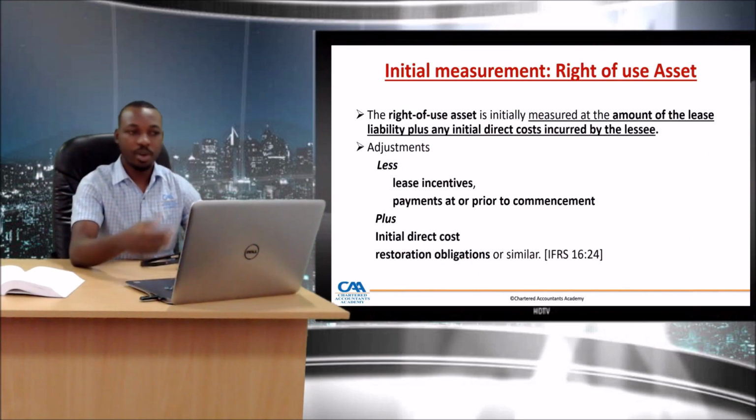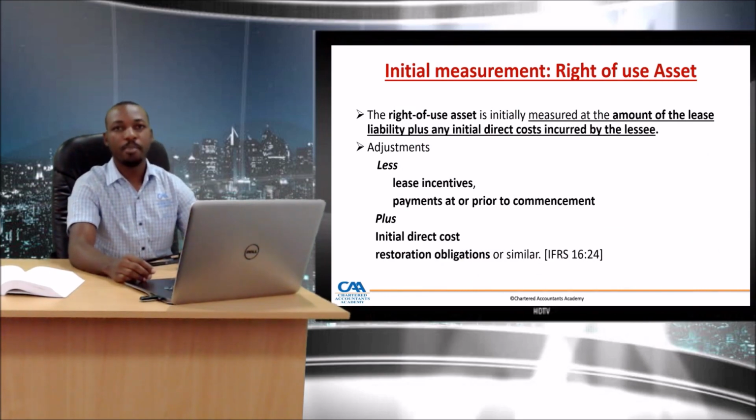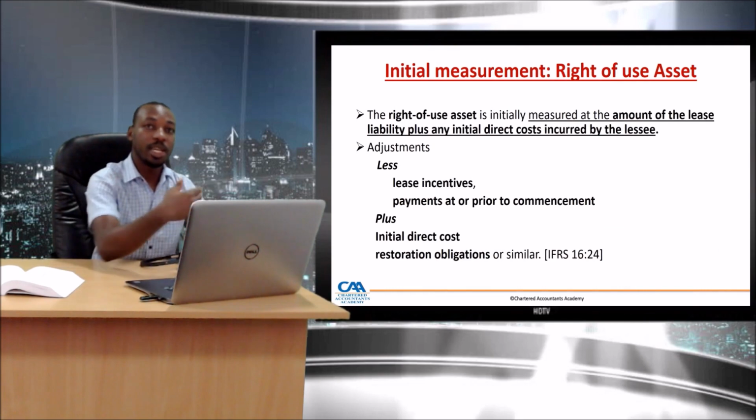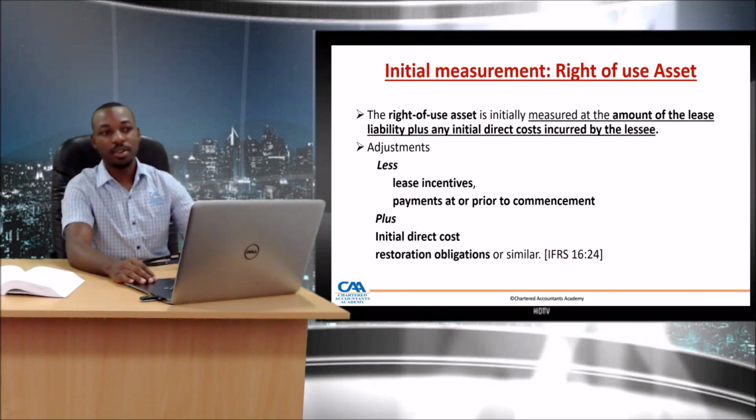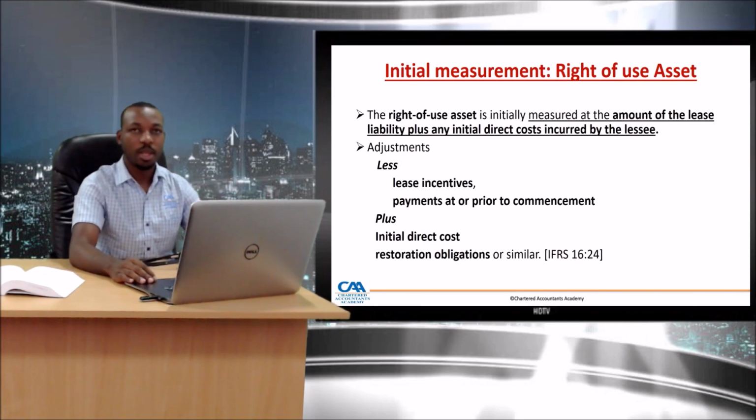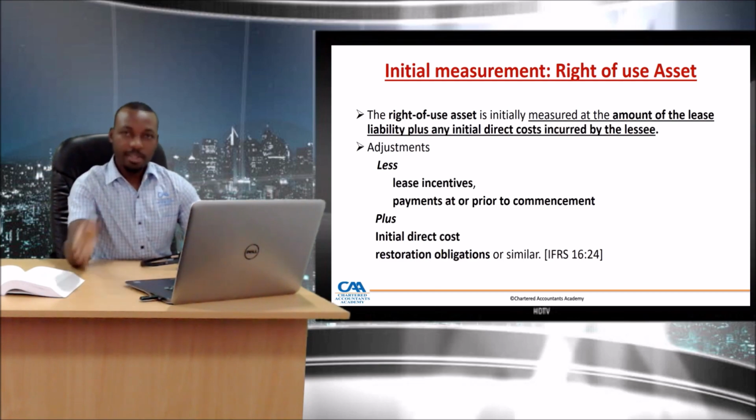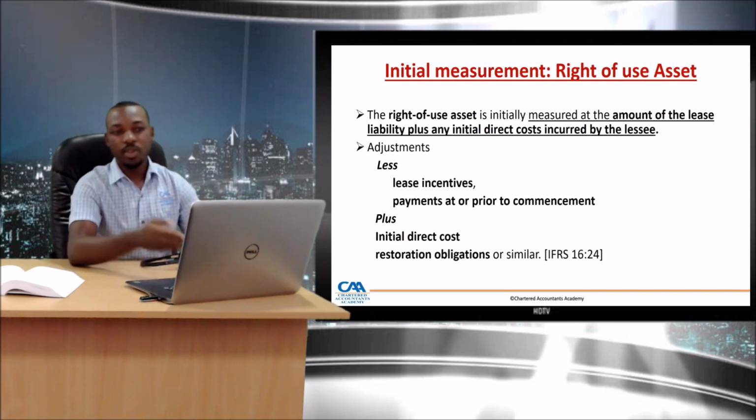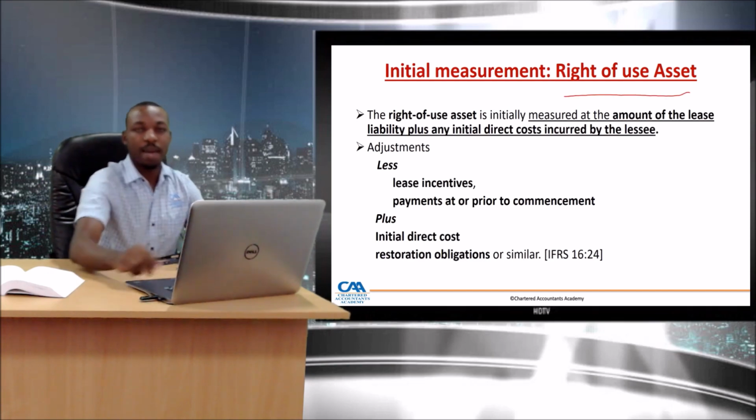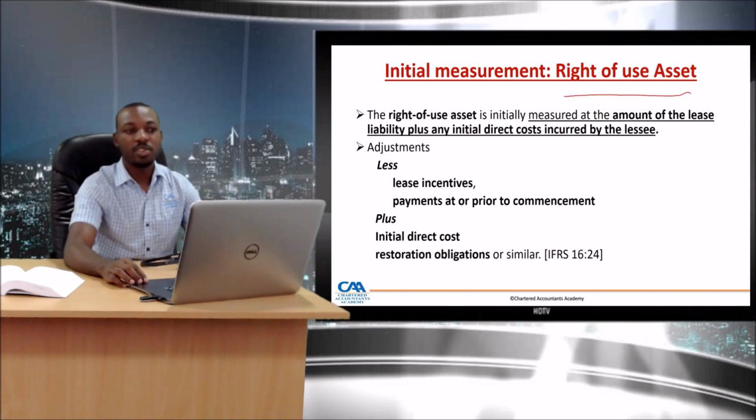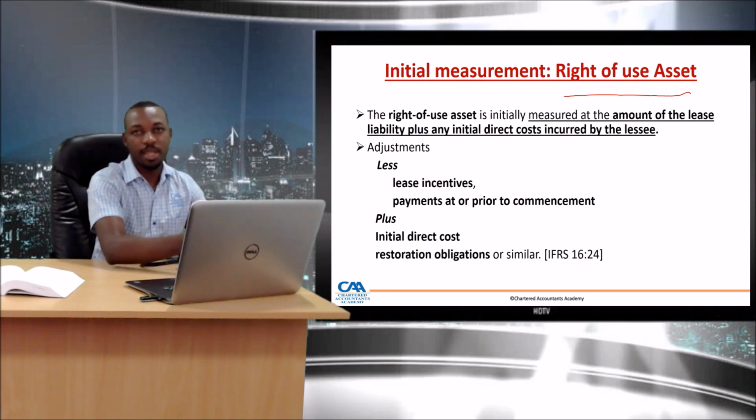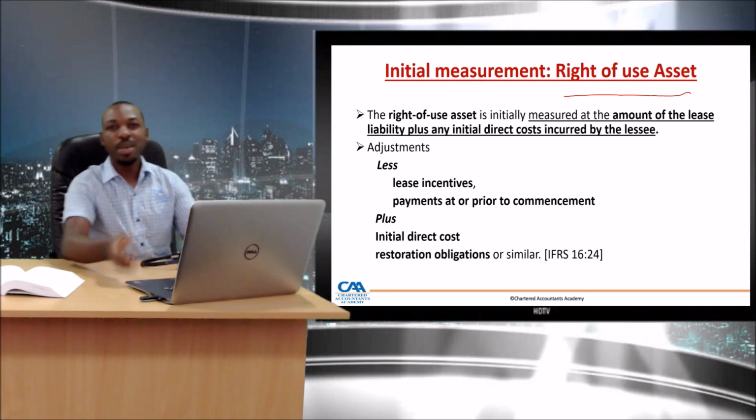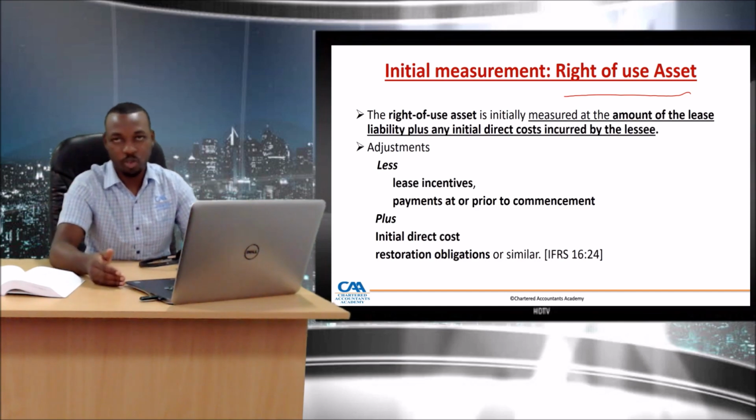Your lease period, you've got the implicit interest rate. That means you can now calculate that lease liability. Now, that's about the lease liability. Let's jump down to how you measure the right of use asset, which is what we have here. The right of use asset is measured by taking the present value of the lease liability that you would have calculated. Then you make necessary adjustments to it.